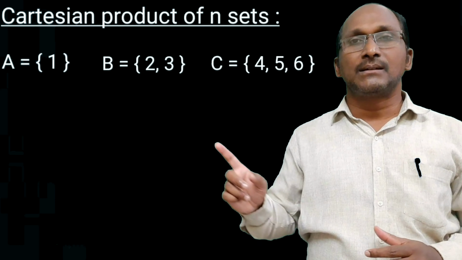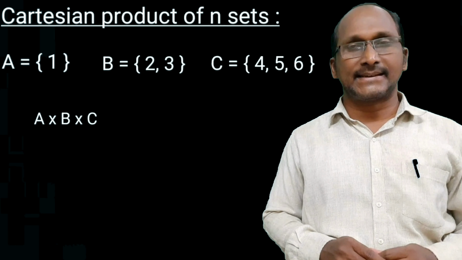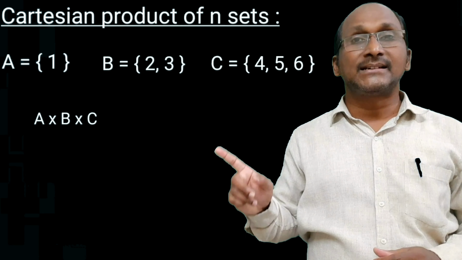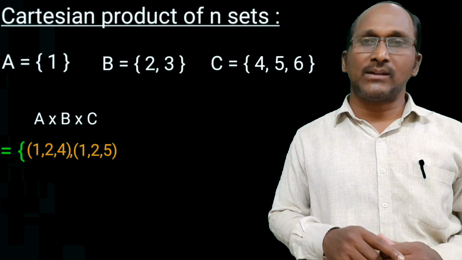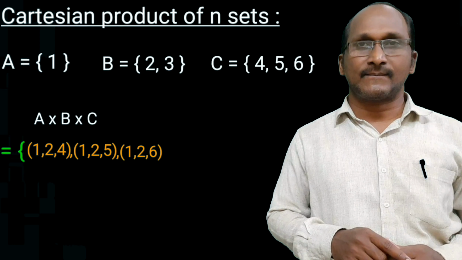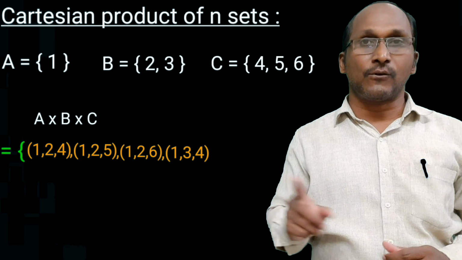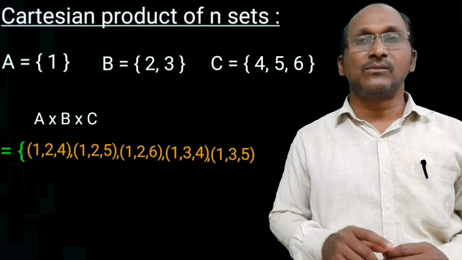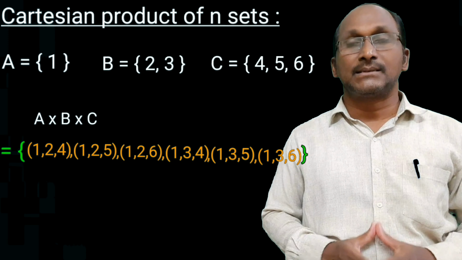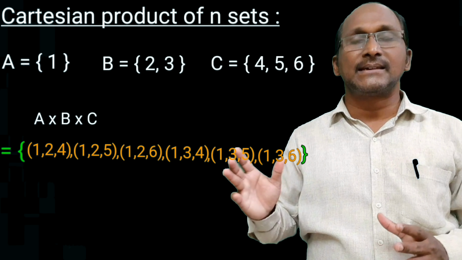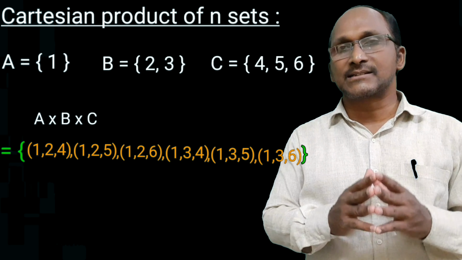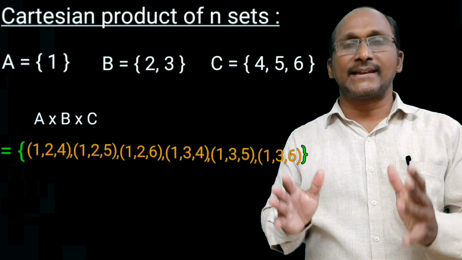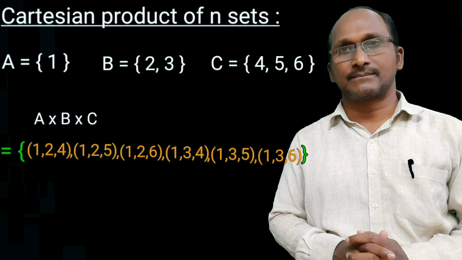Now let us find A cross B cross C, that is set of ordered triplets (1, 2, 4), (1, 2, 5), (1, 2, 6), (1, 3, 4), (1, 3, 5), (1, 3, 6). This is the Cartesian product A cross B cross C. Like this we can find the Cartesian product of any finite number of sets.